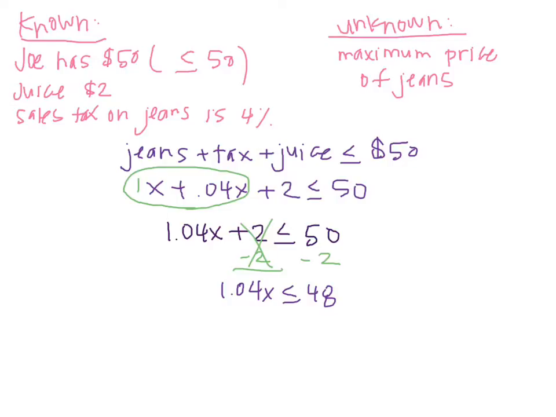And finally, I need to divide both sides of my inequality by 1.04. So that will cancel out on the left. On the right side, I am left with x is less than or equal to 46.15. I rounded it to 46.15 because there are 2 decimals when we're talking about money, 2 numbers after the decimal place.